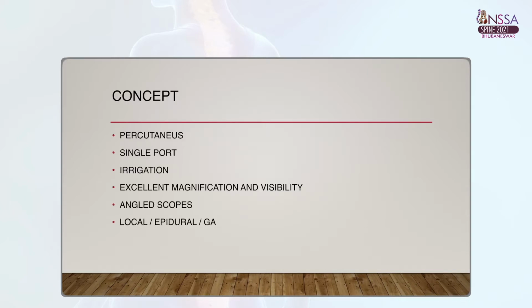The concept of full endoscopic spine surgery is it's a percutaneous technique where we use a single port which has working channel, irrigation, outflow channel, the illumination, and the camera, all in one sleeve. Because of this irrigation, we have excellent magnification and visibility, and angle scope gives better visibility and less tissue damage. It can be done under local epidural or general anesthesia.